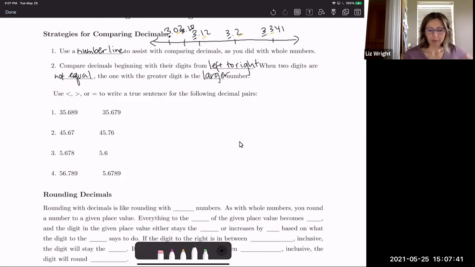So on these, I want you guys just to go through 1 through 4 and either write in the less than symbol, the greater than symbol, or the equals symbol. Again, remember that the alligator opens up and it eats the larger value.